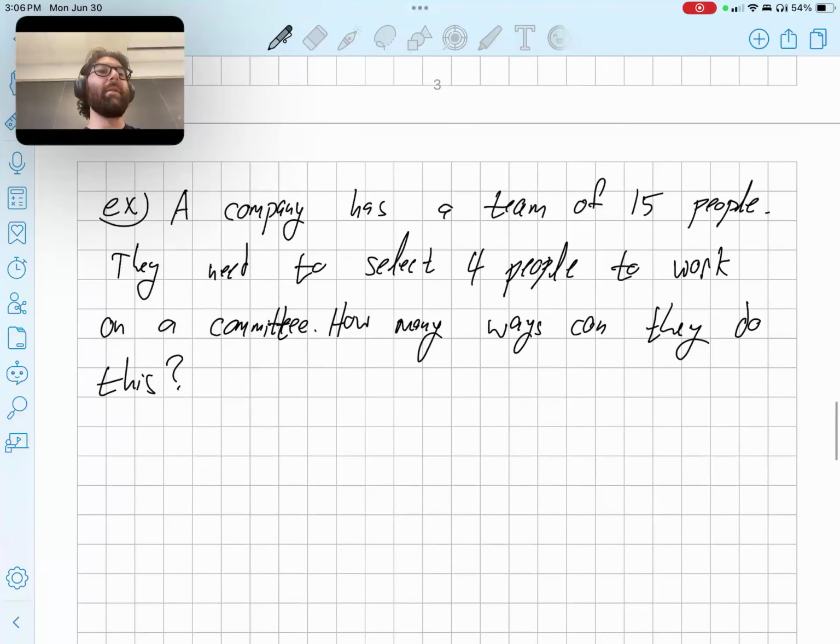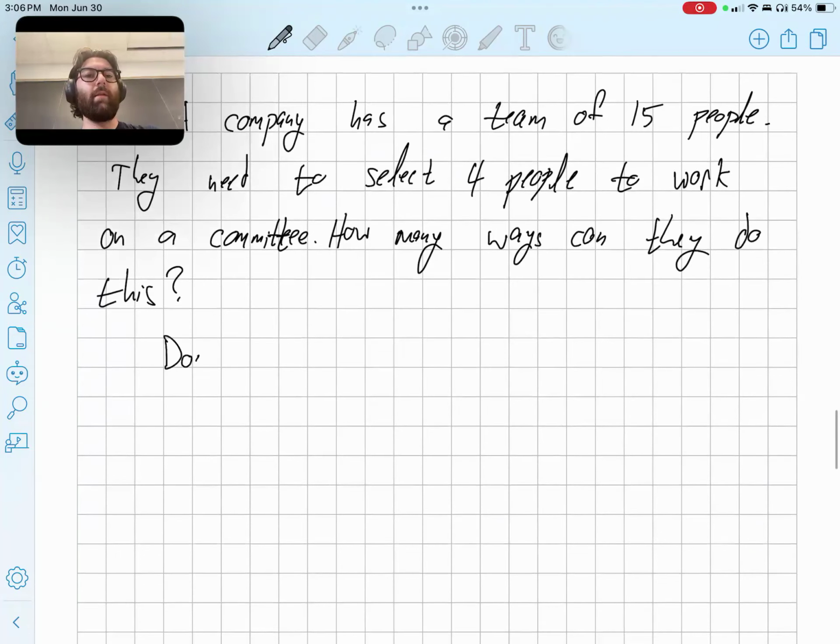A company has a team of 15 people. They need to select 4 people to work on a committee. How many ways can they do this? So, does order matter? Pause it for a sec, think about it. Hopefully you've done so. The answer is no, it does not matter.